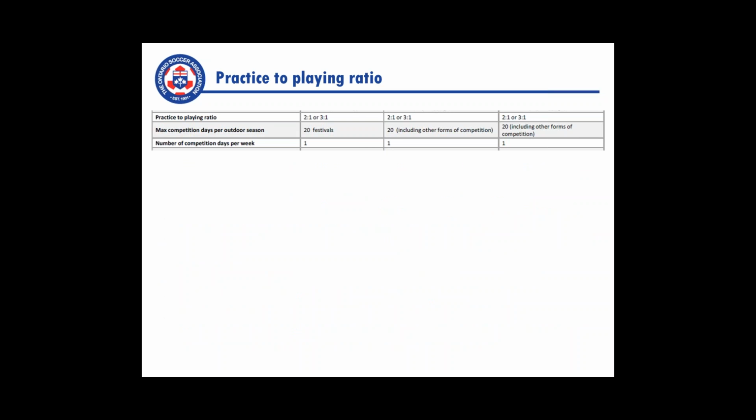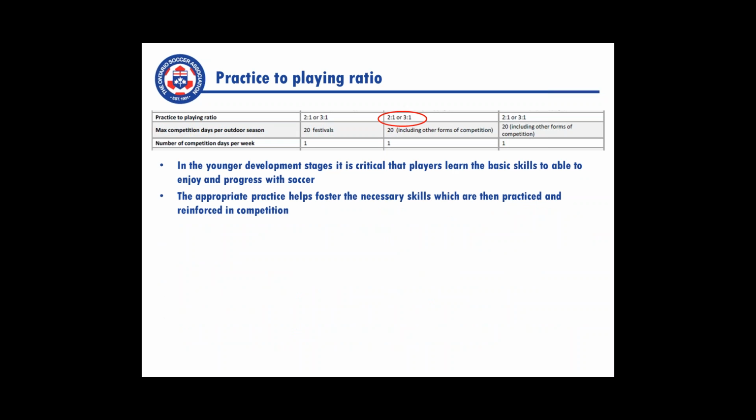Practice to playing ratio is another one. This has been broken down into 3 sections. So practice to playing ratio here, for example, is 2-to-1 or 3-to-1. What that means is 2 or 3 practices to 1 game. Obviously, to learn new skills, fundamental movements, physical literacy, technical skills, it's important that the young players get good opportunities to practice in a good environment. The appropriate practice helps to foster the necessary skills, which then can be practiced and reinforced in competition.